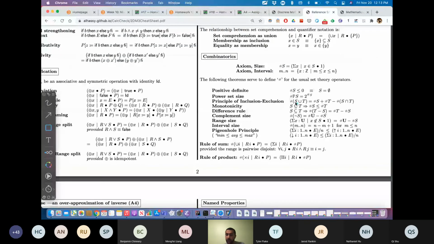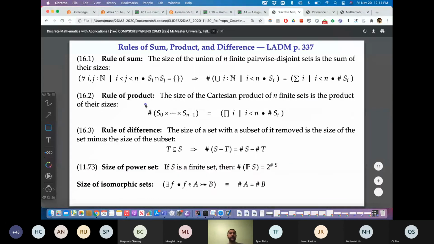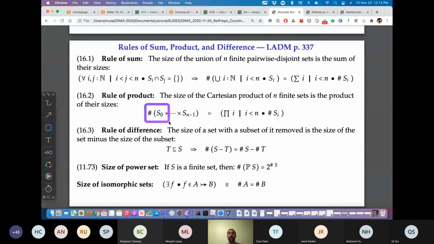You've seen it before in this shape. To count how many things are in S or T, I count how many are in S, how many are in T, and I get rid of the duplicates. I overcounted in S and in T, so let me get rid of the overcounting once. Product: if I have S0 many possibilities for the first one, S1 for the next one, all the way to the end, I multiply to get the total. We'll get into these in time. I wanted to show you these.